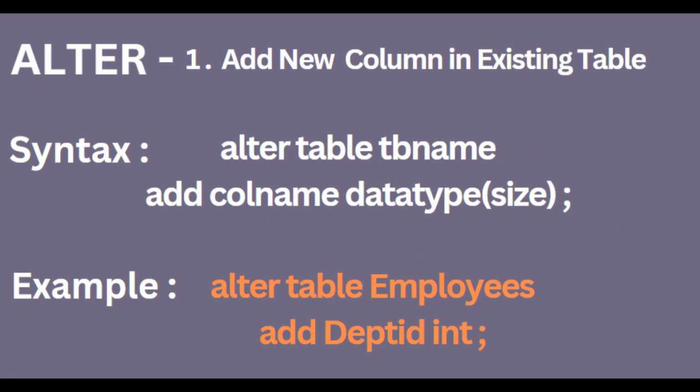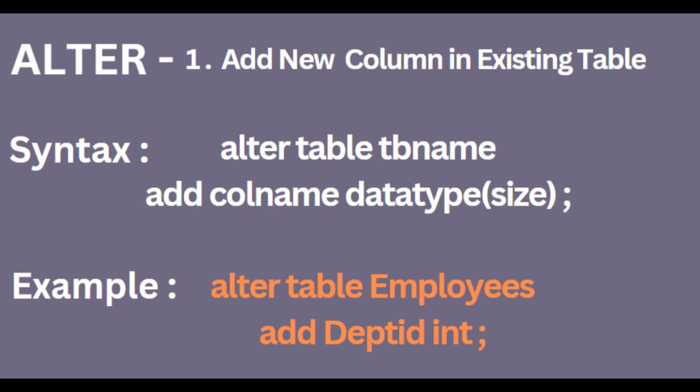Next, we have the alter command. We have 4 use cases in the alter command. That is, we can use alter command in 4 ways. First use case is, if we want to add a new column in the existing table, we will use alter command. And the syntax for that is alter table, table name, add column name, data type of size. Suppose in the above employees table, if you want to add a department ID column, the syntax will be like alter table employees, add department ID integer.